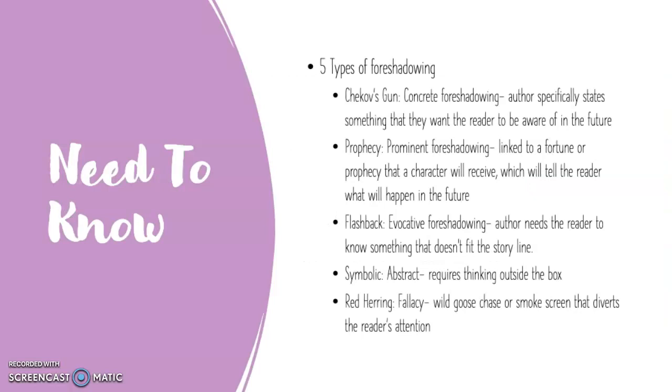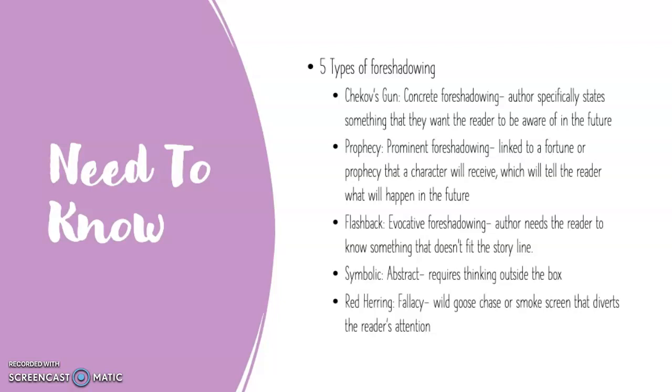And then what you need to know is that there are actually 5 different types of foreshadowing. The first one is concrete foreshadowing, which is when the author specifically states something that they want the reader to be aware of in the future. The second one is prophecy, which is prominent foreshadowing linked to a fortune or prophecy that a character will receive, which tells the reader what will happen in the future.